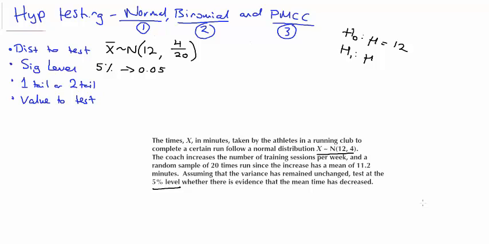And in this one, can you see? Show whether there is evidence the mean time has decreased. So they're not worried about whether it has gone up. They're saying, is it now less than 12? Because the guy has brought in a few training sessions. Imagine if you're training for a run and you're doing 12 minutes. If you increase the number of sessions, you don't really think you're going to get slower. The chances are you're going to get faster. But if they had said the mean time has changed, then you would be going towards not equal to 12. But this is a one tail.